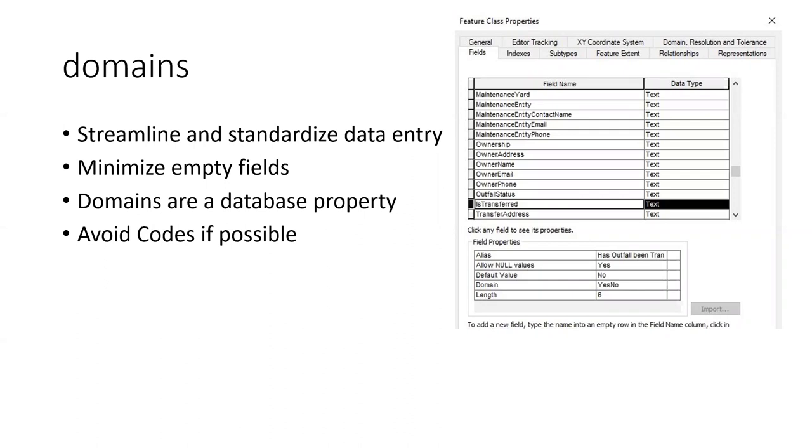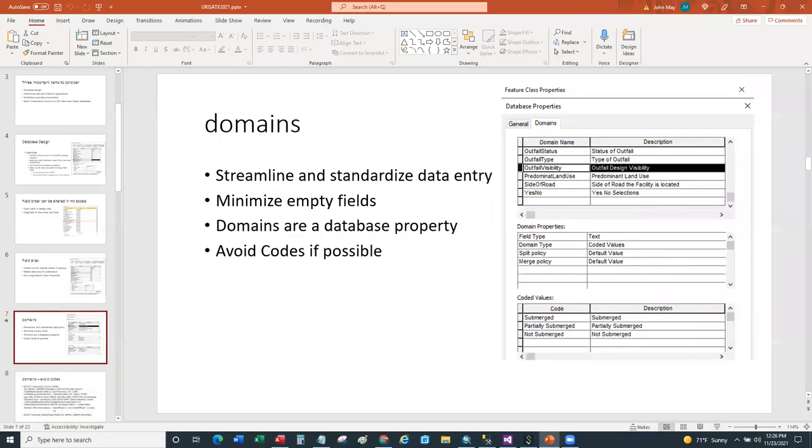Now, domains can help you do that. Default values can help you do that. And there's some other tricks that help you do it down the road. I'll show you with SQL. So for setting a domain, it's a database property. And one other thing I wanted to point out here is avoid using codes. So here, I'll show you what I mean by that.